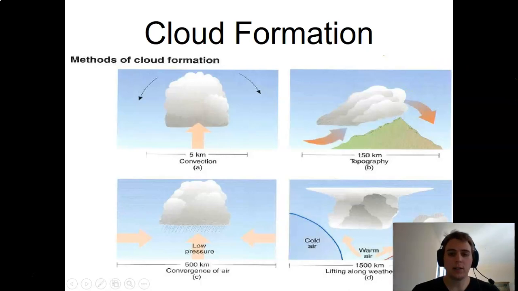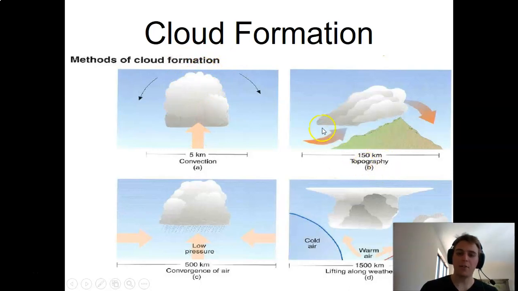So when condensation happens in the atmosphere, in the lowest layer, the troposphere, where we are, we see clouds. We get cloud formation. Now, there are multiple methods of cloud formation that you don't necessarily need to know, but I want to let you know. You've got convection, where warmer air rises up, and that causes any water vapor in that air to condense once it cools down higher up.